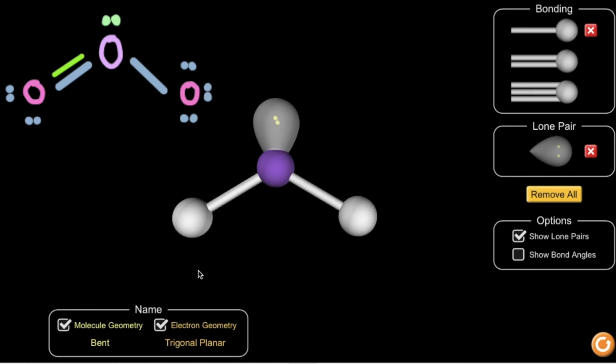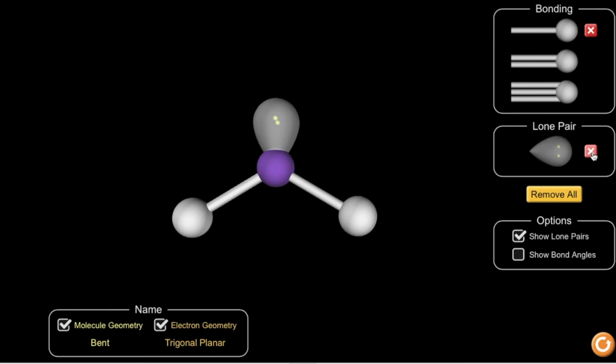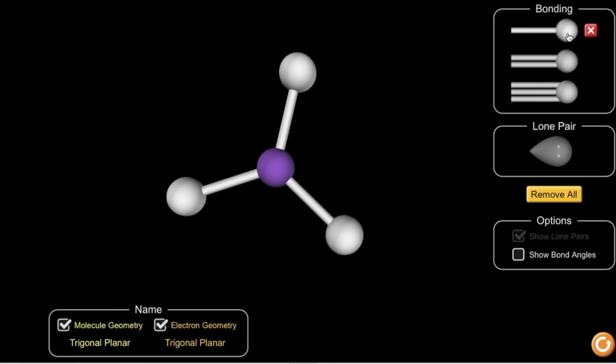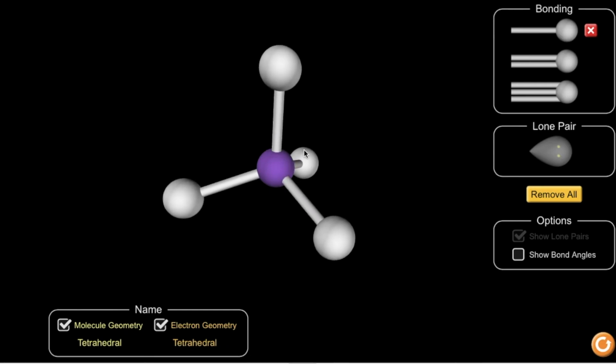Okay, so this is actually AB2E. So that is all yang kita belajar untuk electron geometry trigonal planar. Okay, next. Tadi kita ada first trigonal planar, kan. Lepas tu kita ada belajar juga tetrahedral.